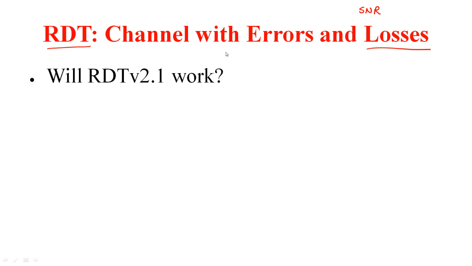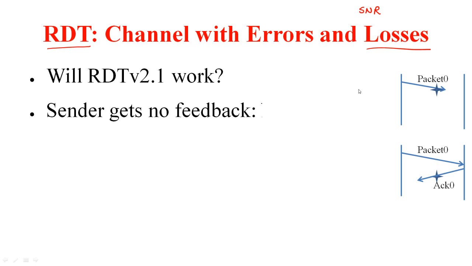Now that we are considering a channel with errors as well as losses, do you think this RDT version 2.1 works? So consider these two cases. In this case, the packet got lost. In other words, it didn't even reach the receiver, and the receiver, for all it cares, didn't see any packet, so it doesn't generate any feedback. In this case, the packet reached, but the ACK got lost. In other words, it didn't reach the sender. In either case, the sender gets no feedback.